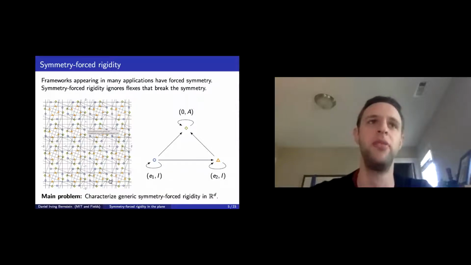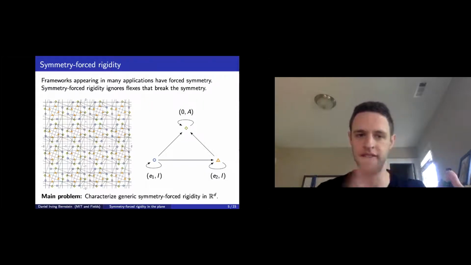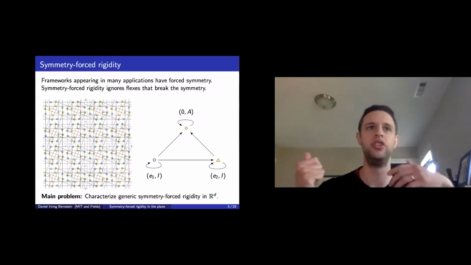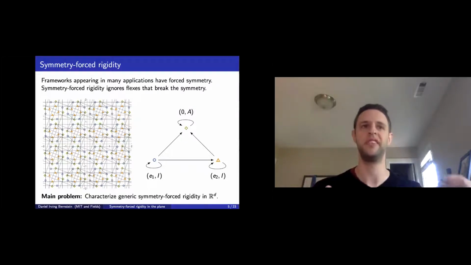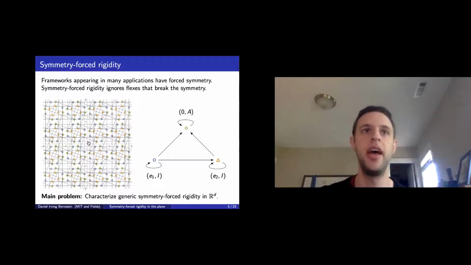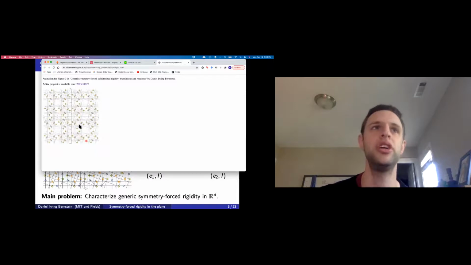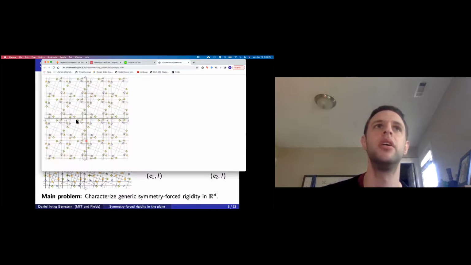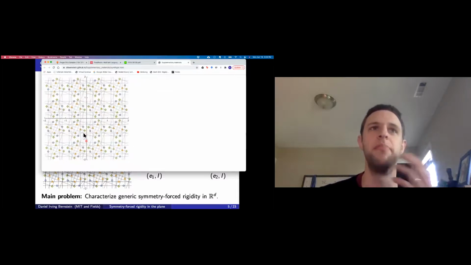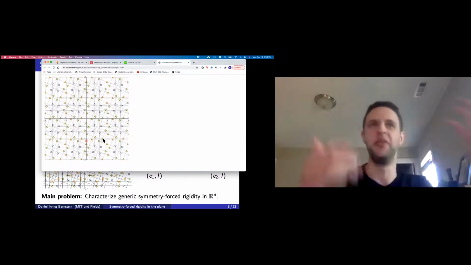So for example, this framework has symmetry with respect to a wallpaper group that just has a translation to the right, a translation up, and a degree 4 rotation. I claim that it's symmetry-forced flexible. In other words, there exists a flex of this framework that preserves this symmetry. And this you can see in this animation, which I'll make a little bigger. As you can see, at every point in this animation, the symmetry is still preserved, but the framework is flexing.